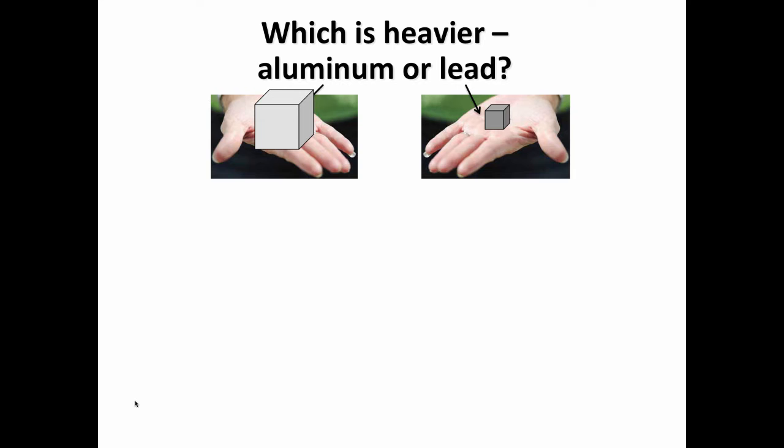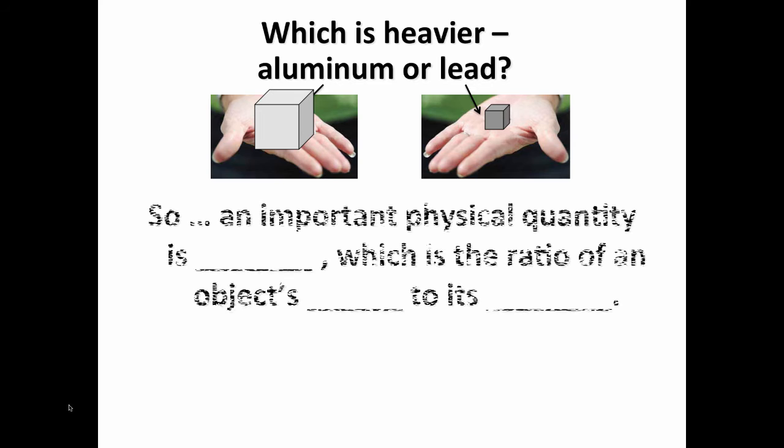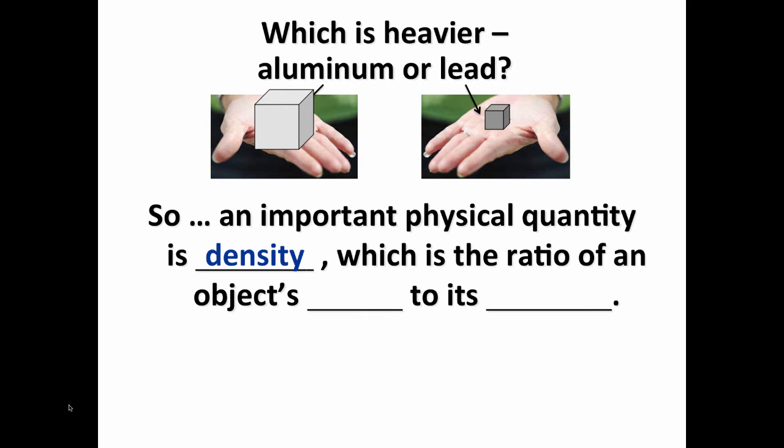But it would be fairly easy to put a large piece of aluminum in one hand and a small piece of lead in the other, and then the aluminum would be heavier. So, kind of important to note that that's actually not a very good question, which is heavier, aluminum or lead. It would be much better to ask the question, which is more dense, aluminum or lead?